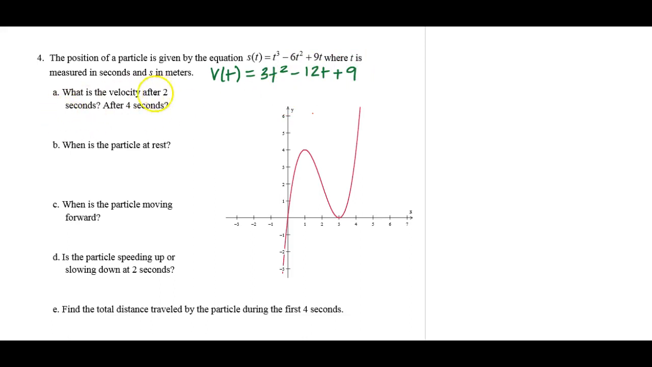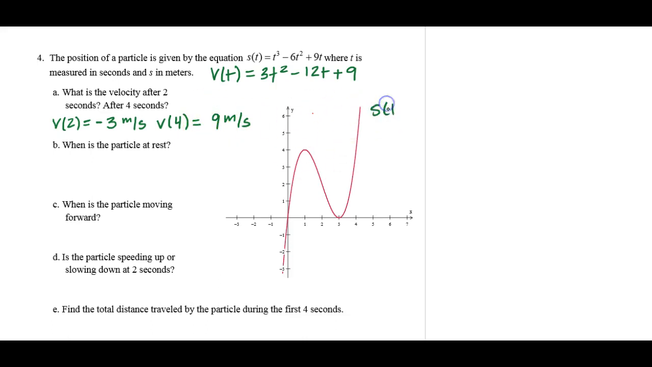So I need to substitute 2 and 4 into that velocity function. So v of 2, skipping the arithmetic here, is negative 3, and my units are meters per second. And v of 4, if I substitute 4 into each of those t's, I'm going to get positive 9 meters per second. So let's go ahead and take a look at the graph now.